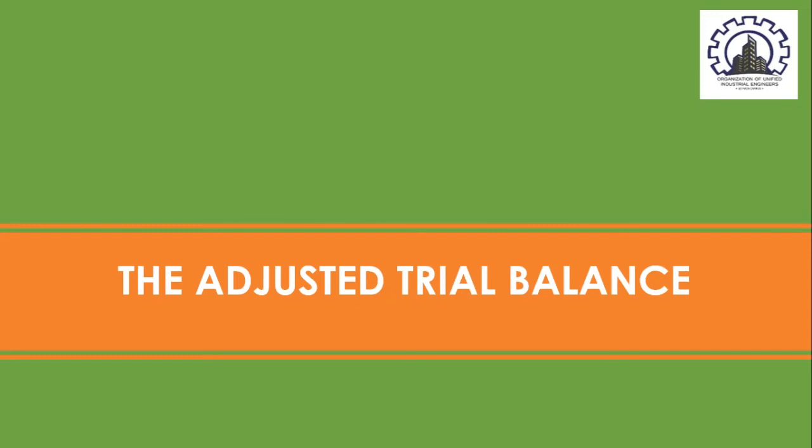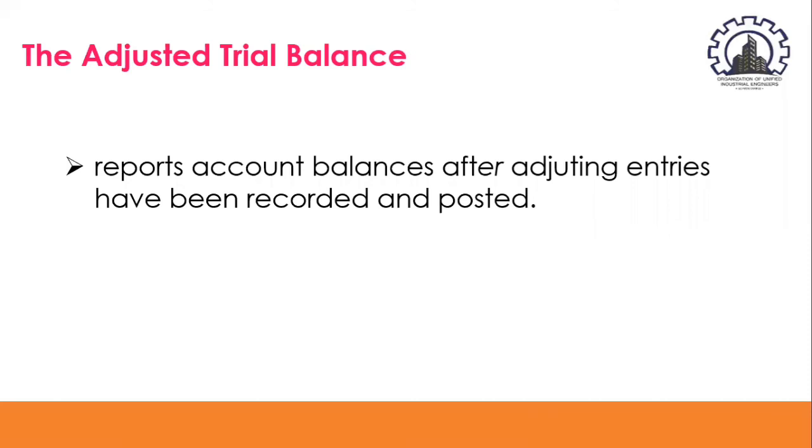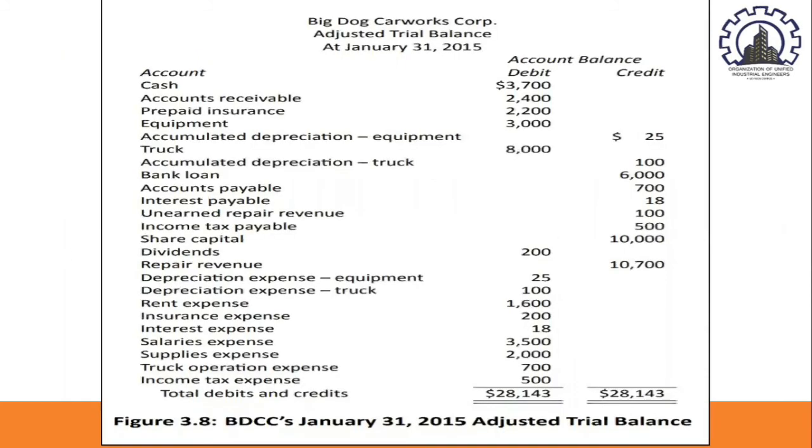And recall as well that an unadjusted trial balance reports account balances before adjusting entries have been recorded and posted. On the other hand, if we say adjusted trial balance, it reports account balances after adjusting entries have been recorded and posted. Now, as you can see in figure 3.8, it shows the adjusted trial balance for Big Dog Car Works Corporation at 31st of January 2015.